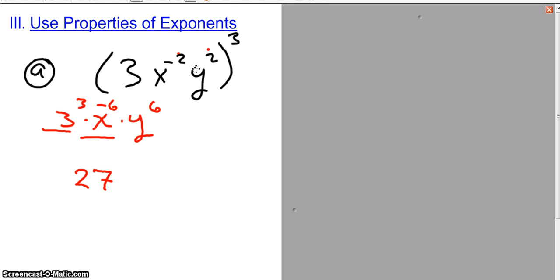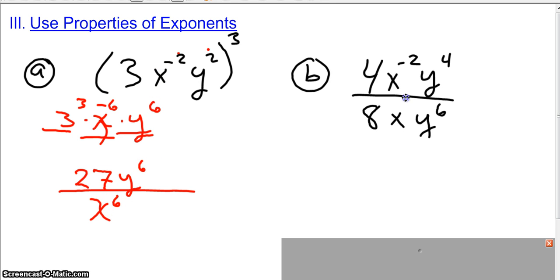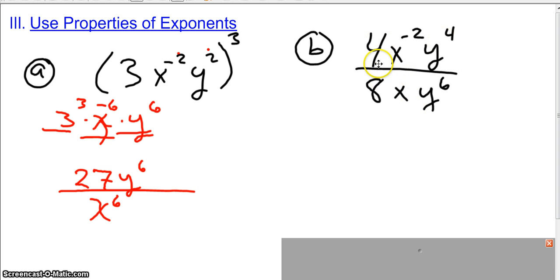X to the negative 6 tells us we need to move its location, right? So we're going to end up with x to the 6th. And then the y to the 6th does not need to move. It stays in the numerator. So our simplified expression is 27 y to the 6th over x to the 6th. Let's try this again with B. Go ahead and try it and come back and check your work.